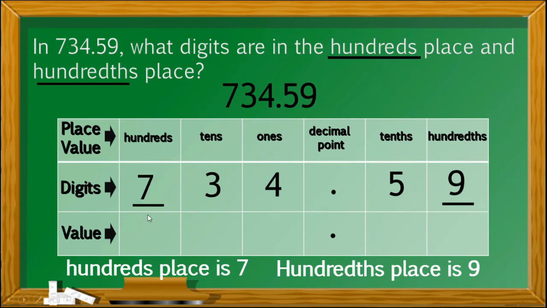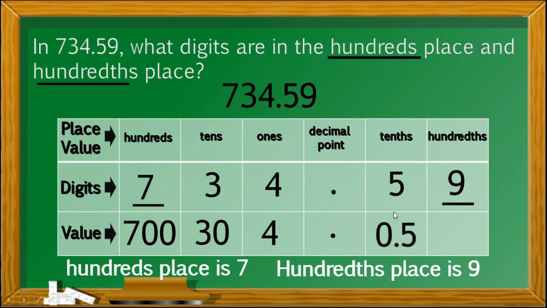Ngayon, ang value ng 7 ay 700. Ang value ng 3 ay 30. Ang value ng 4 ay 4. Ang value ng 5 ay 5/10. Ang value ng 9 ay 9 hundredths.